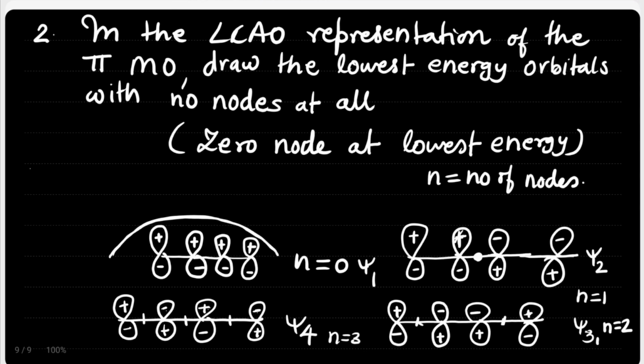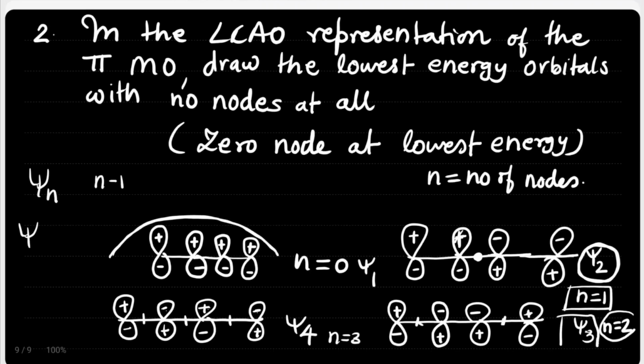So if n is the wave function, how many nodes will be present? They will be n minus 1. You have seen that for psi 2 the number of nodes is 1, for psi 3 the number of nodes is 2, and for psi 4 the number of nodes is 3. So without drawing the orbitals, you can easily calculate the number of nodes.